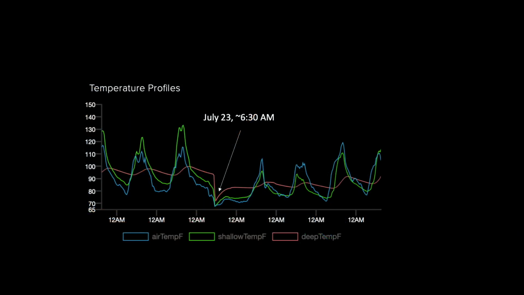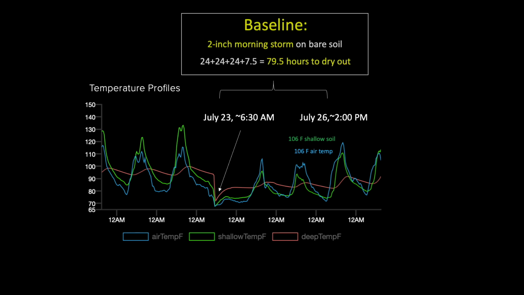To establish a baseline, we can determine how long it takes for the shallow soil and air temperature profile to equilibrate, which in the case of my experiment is about 80 hours. After that equilibration, we can see that the trend starts to reverse back to what we witnessed before the storm, with soil starting to become warmer than air temperature for brief periods each day.